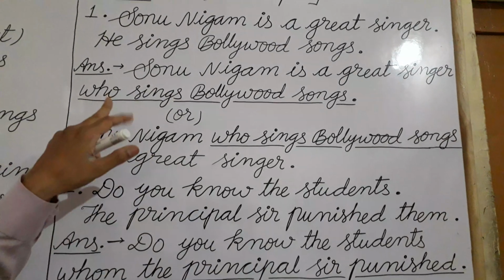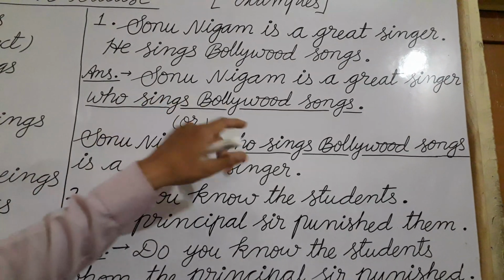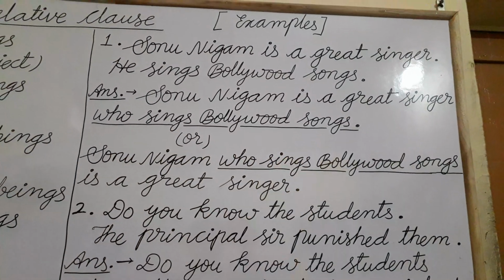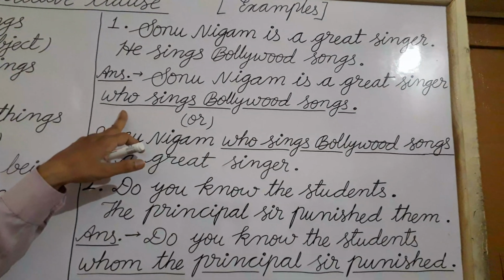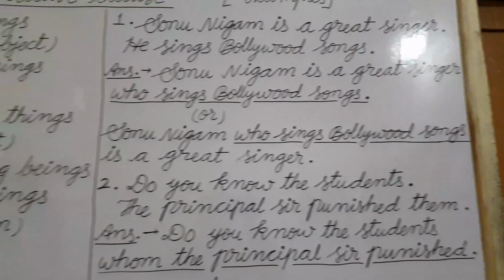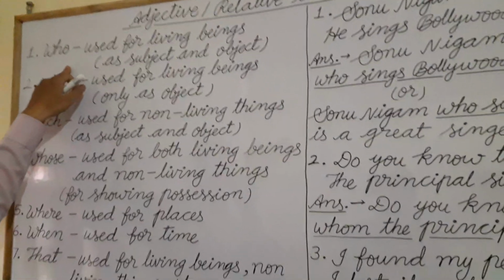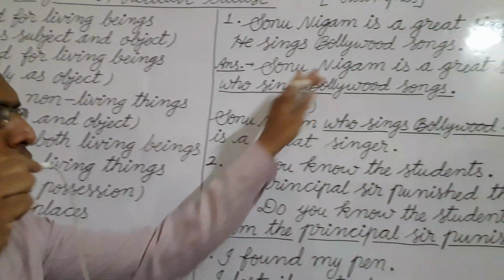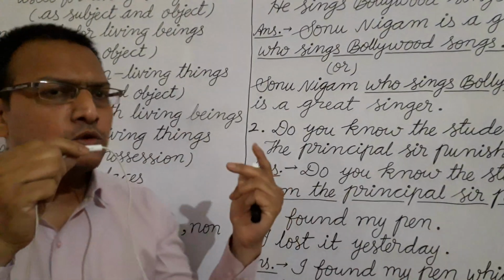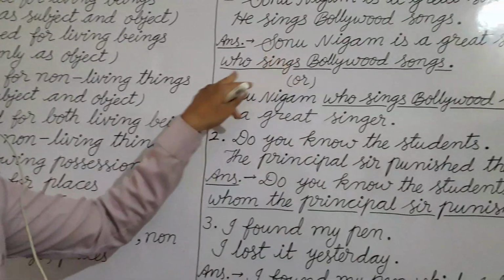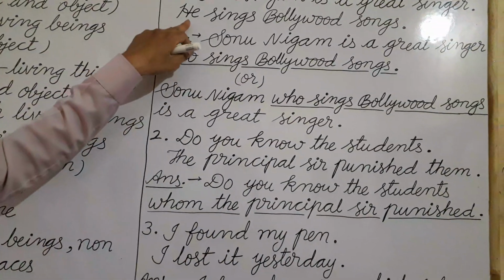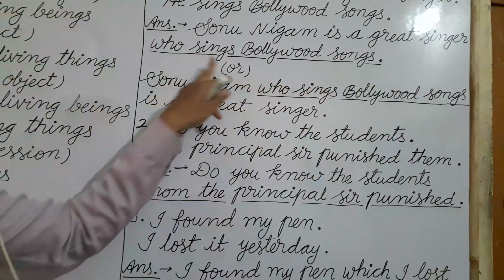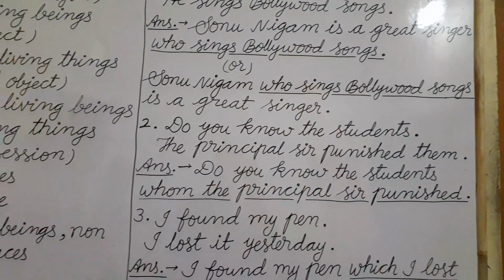So we have made the answer: Sonu Nigam is a great singer who sings Bollywood songs. We have used who here, because you have already been told that who is used for living beings. Sonu Nigam is a living being, a person. So we have used who in place of he.